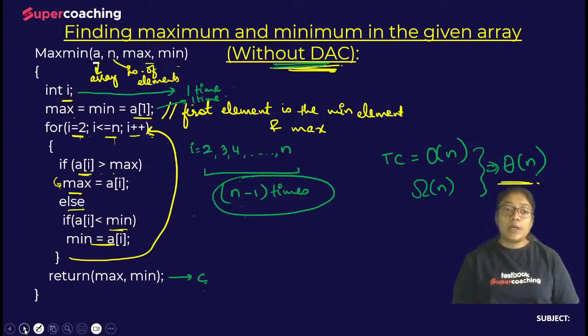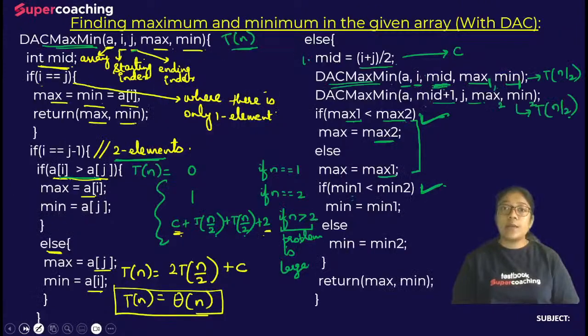So in this particular case, we are getting the same time complexity with DAC and without DAC. So which method will you be using? Which approach will be followed in order to find out the maximum or the minimum element, with DAC or without DAC?